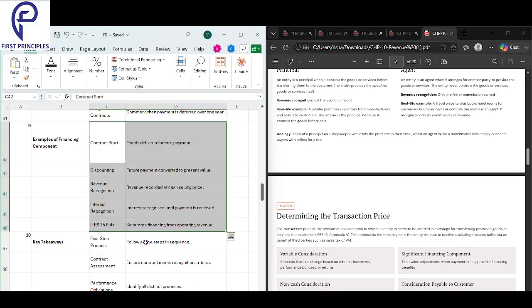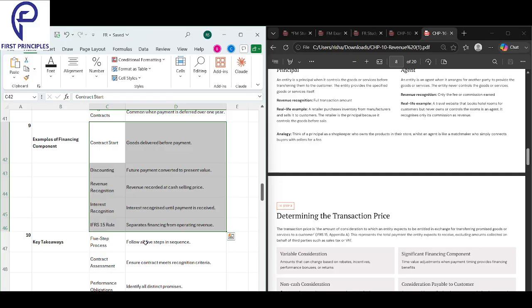So what you do is you convert the future payment back to today's value. Whatever you will get in the future, you discount it and bring it to today's value. Use discounting. Then you recognize revenue at that price, the discounted price, not at the future price. You record it at the discounted price.